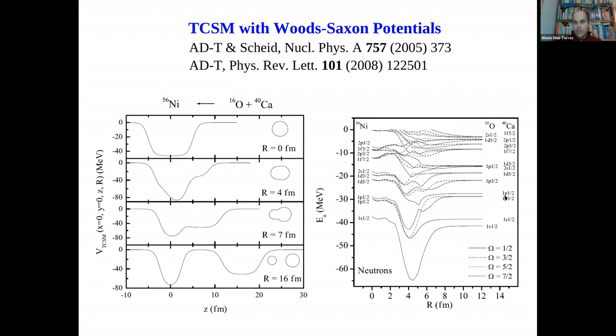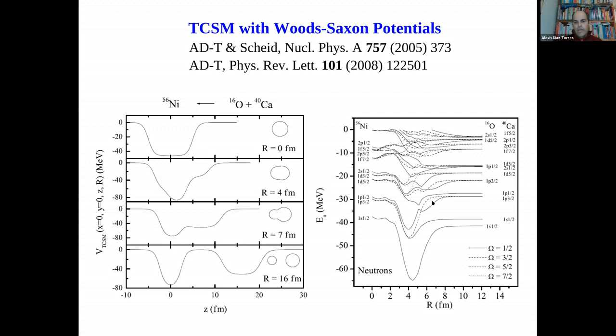Those quantum numbers are good when the distance between the Woods-Saxon potentials is large, but when the Woods-Saxon potentials come together, these states mix, and the only surviving quantum number is what's called omega, which is the projection of the total angular momentum onto the internuclear axis. When R is relatively small, 6 femtometers, you see a lot of mixing, and as a result, asymptotically degenerate states in the magnetic quantum numbers decouple.